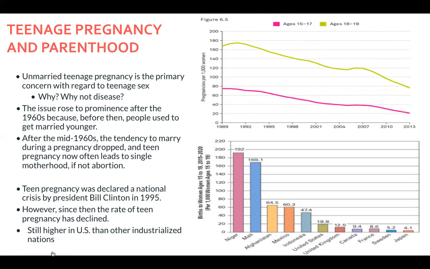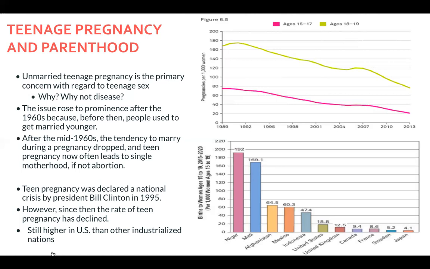But after the 1960s, post women's rights movement, post Title IX, with the push for women to go to college and have their occupations, the tendency to marry during a pregnancy dropped. And so in the 70s and the 80s, teen pregnancy led to single motherhood and all the accompanying concerns around poverty and a cycle of poverty. Of course, after Roe v. Wade, abortion became a much more common consequence of teenage pregnancy as well.